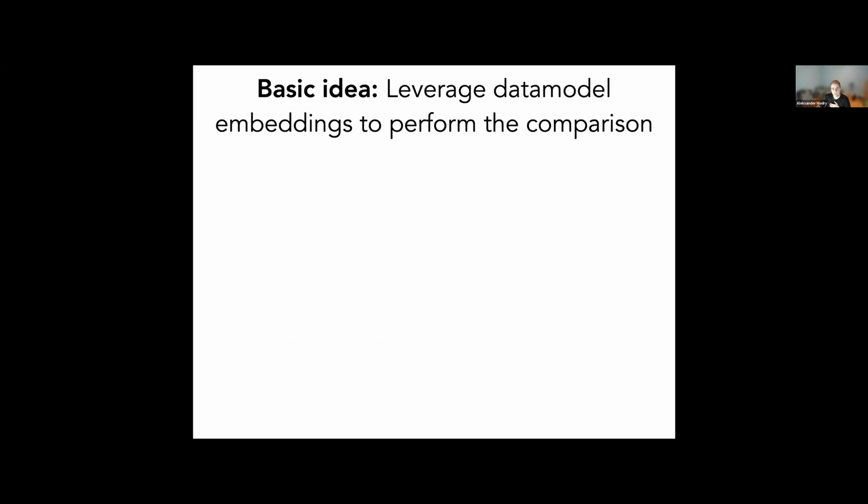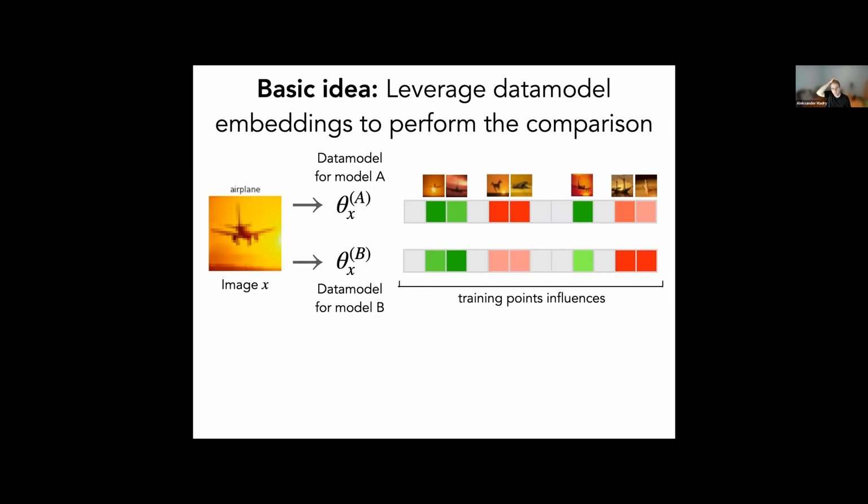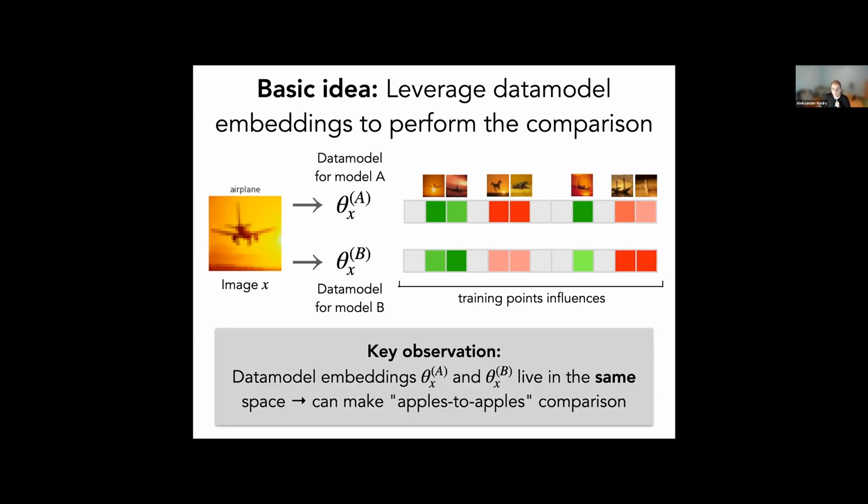So how will we use this embedding? We have two pipelines, A and B. For each input x of interest, and there will be many, we can look at their data model embeddings. These are big vectors with an entry for each training point, and this entry corresponds to the learned weight, which you can think of as the influence of that training example on a given data point. For different architectures, they are likely to be different. The key observation here is that even though the models can be very different, and in particular the latent spaces can be very different, this embedding lives in the same space because it's over the same training set.